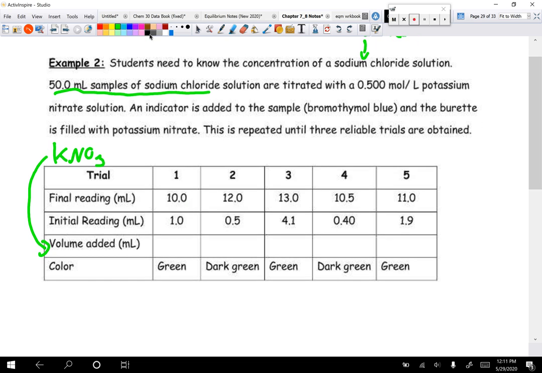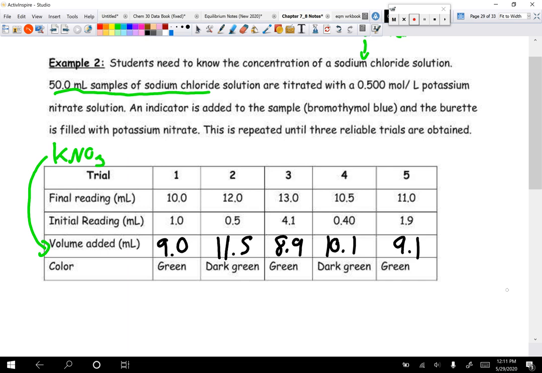So we're going to go through the same steps as before, where we subtract the initial reading from our final. So for our first trial, the students added 9.0 milliliters. Our second trial, they added 11.5 milliliters. The third trial, they added 8.9 milliliters. The fourth trial, 10.1 milliliters. And finally, the last trial, 9.1 milliliters.